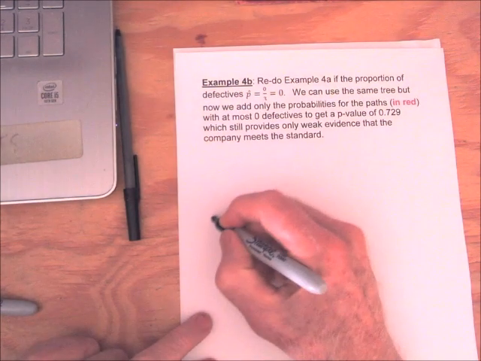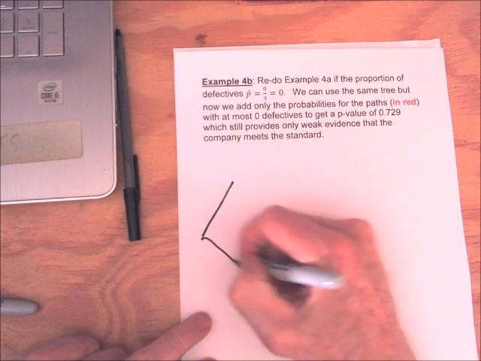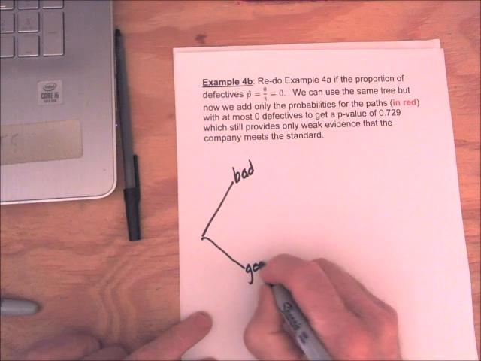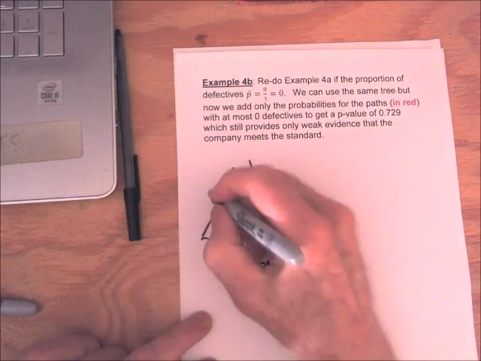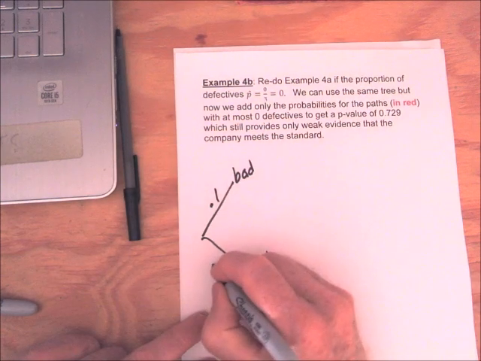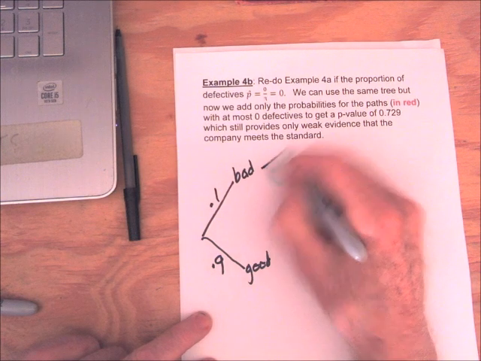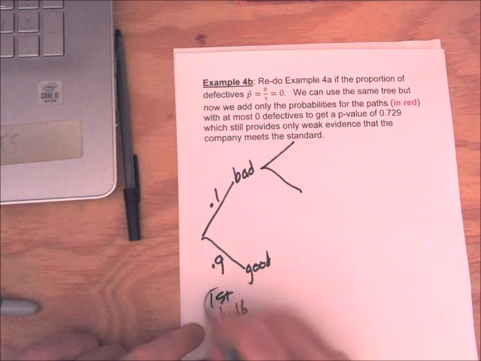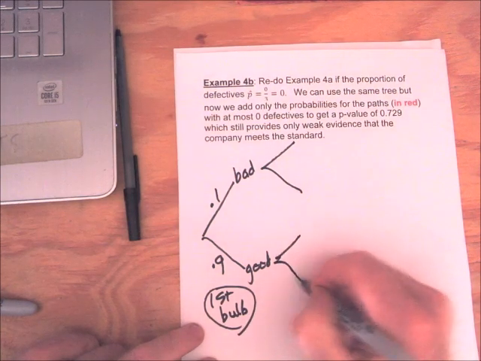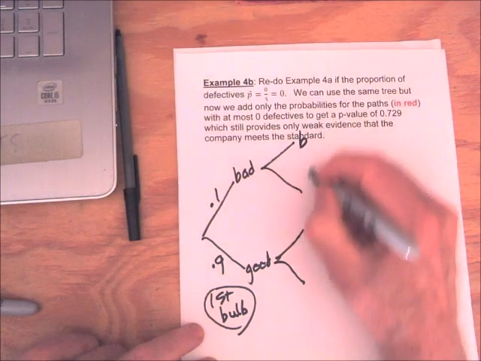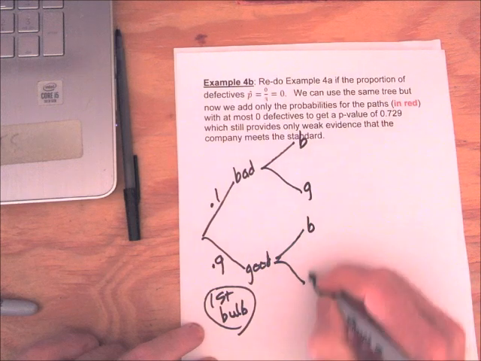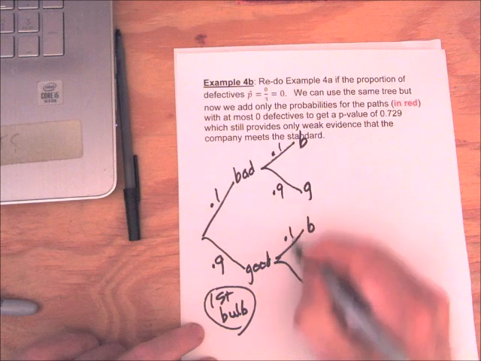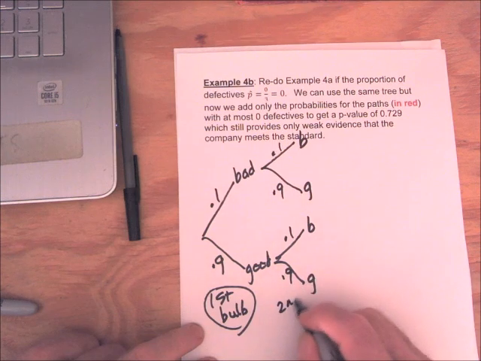Okay, so we'll make the tree as if H0 was true. First light bulb is either bad or good. If H0 is true, it has a 0.1 chance of being bad, a 0.9 chance of being good. So that's for the first bulb. Second bulb is also either bad or good. I'll abbreviate this B and G so I don't run out of space here. Probability 0.1, 0.9, 0.1, 0.9, second bulb.